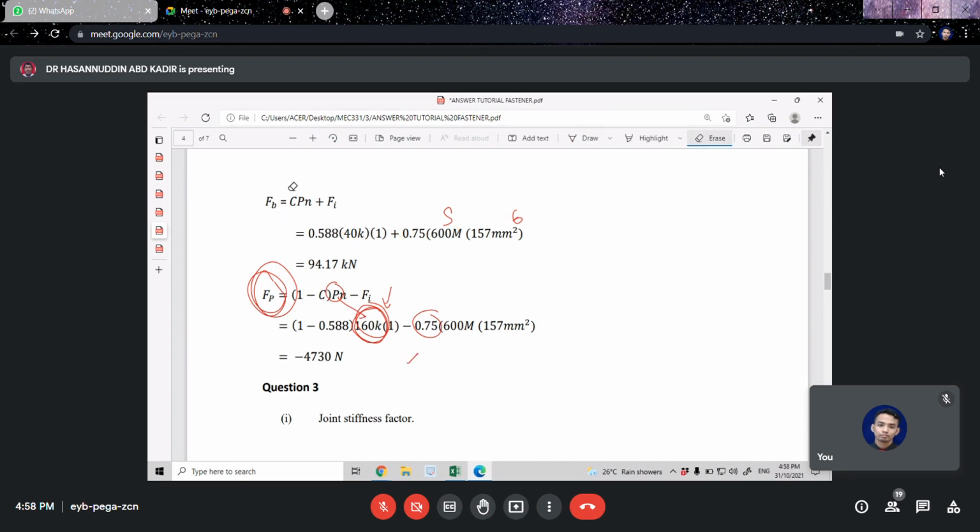Only divide on the value of the bolt, on the equation or the formula for the bolt only. This 160 should already be divided by 4, that's why they get the value of 40k here. Yeah, so it becomes that, and then they multiply with NB. NB is 4 here. But they have already done this part in advance.